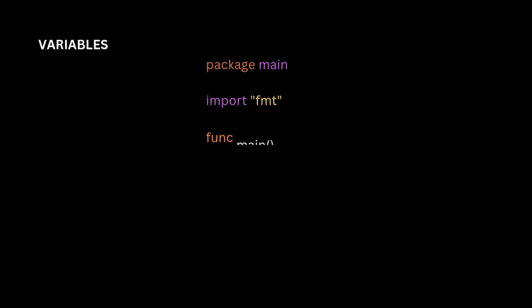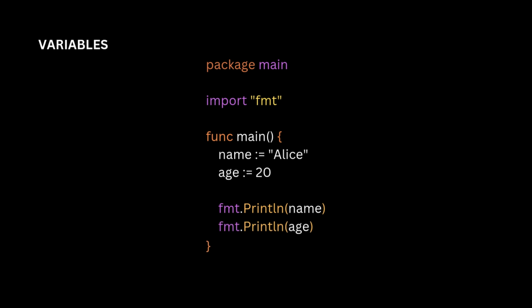Now let's talk about variables. A variable is simply a container used to store data. For example, we can store a person's name, age, marks, or salary in variables. In Go, the most common way to declare a variable is using the short declaration operator, colon equals. Here, name := "Alice" creates a variable called name and stores the string Alice. Similarly, age := 20 stores the integer value 20.